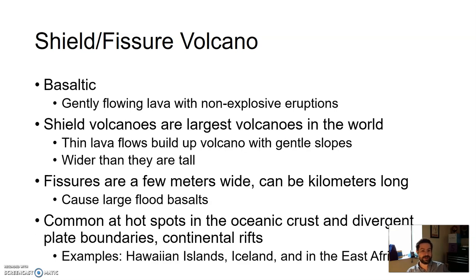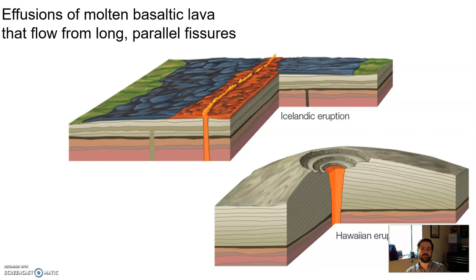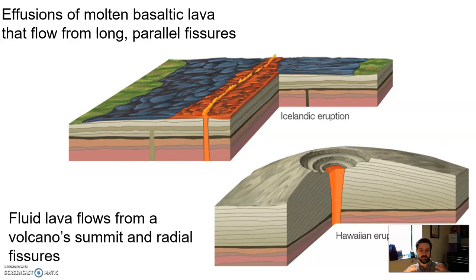Both of these are common at hot spots in the oceanic crust, as well as divergent boundaries or continental rifts. The Hawaiian Islands, shield volcanoes. Iceland, you get these fissure volcanoes. The East African Rift, this divergent boundary on the continent, fissure volcanoes. And that's these Icelandic eruptions, Hawaiian eruptions. So again, molten basaltic lava, very runny, low viscosity, non-explosive, flows out of these long cracks or flows out of these shield volcanoes. You can see the cross sections of shield volcanoes, these many layers of volcanic material building up over time, and same with fissure eruptions.